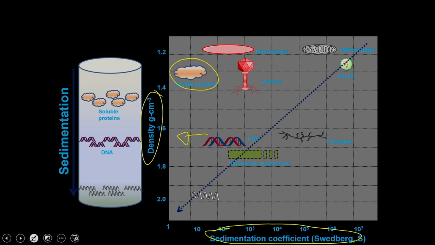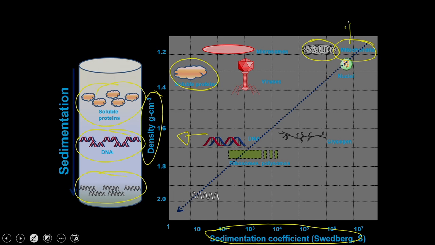Similarly, what you can see here is the sedimentation rate of the protein, DNA as well as the other biomolecules. In this graph, what we are trying to show is that as the density of a molecule goes up, you are going to have a higher sedimentation rate, and that's how you don't have to run the centrifuge at a very high speed, because the molecule itself has a tendency to sediment on its own. That's why you don't have to spin at a very high speed.